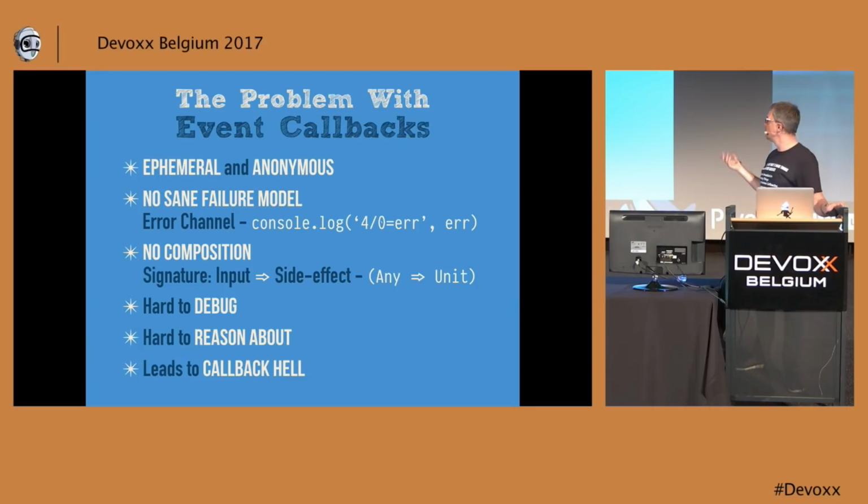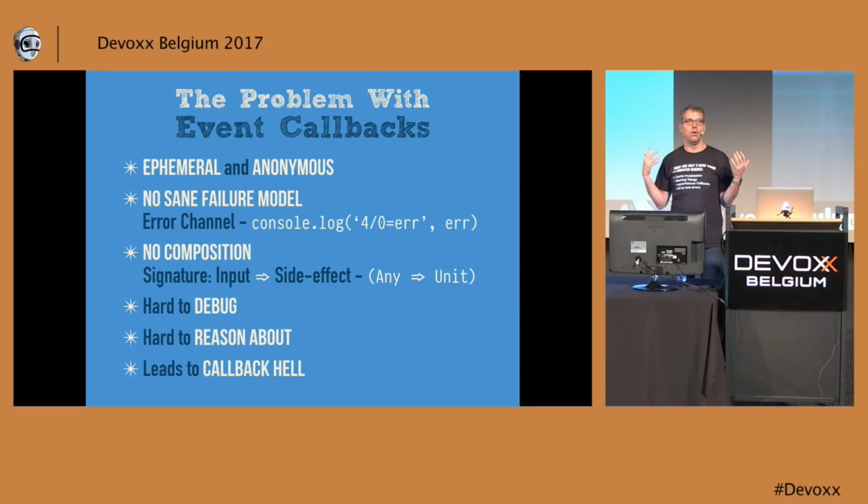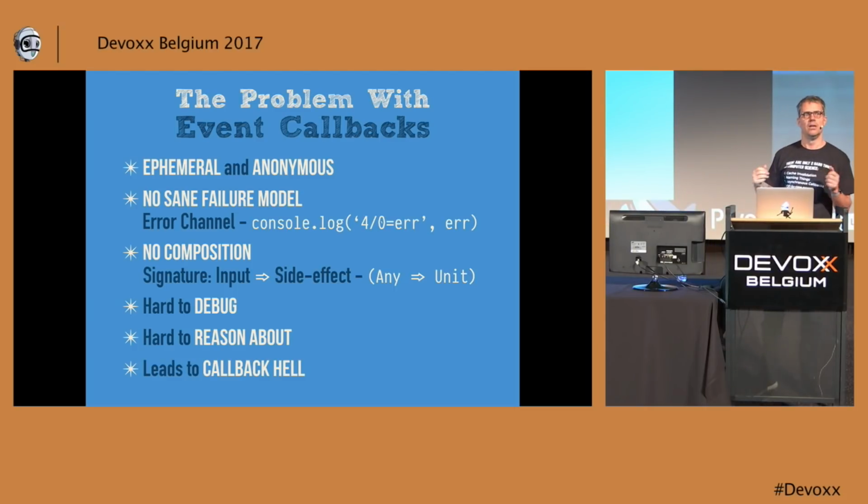The only thing we can do is really rely on some sort of error channel, where we push failure downstream just before we die. Okay, so that's a very limited approach to failure management in general.